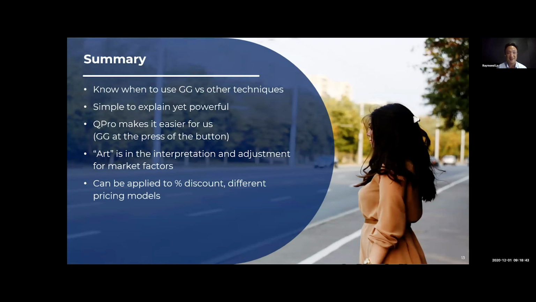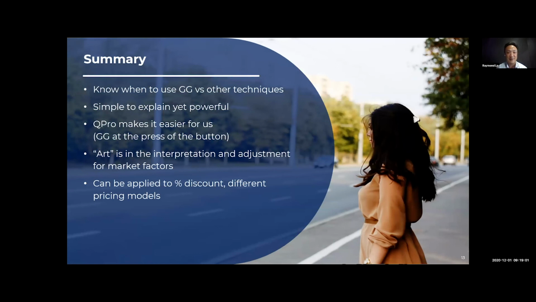Third point, Q-Pro makes it easier for us, right? It is Gabor Granger at the press of a button. Well, maybe 3 or 4 buttons, but it's very, very easy versus customizing it and coding it from scratch, which we have done in the past. So yeah, we're grateful for having this tool.